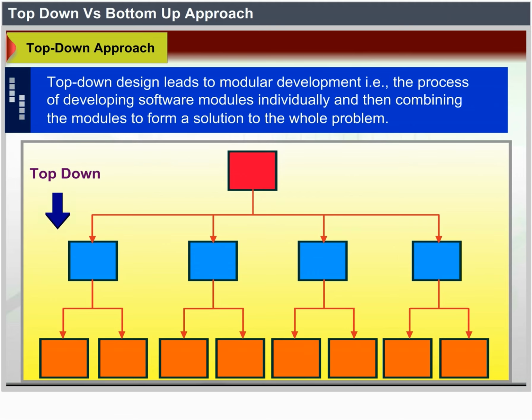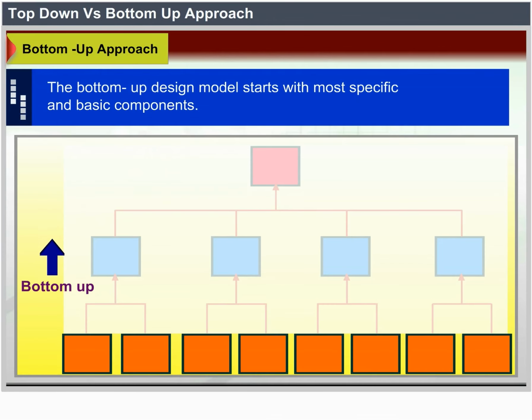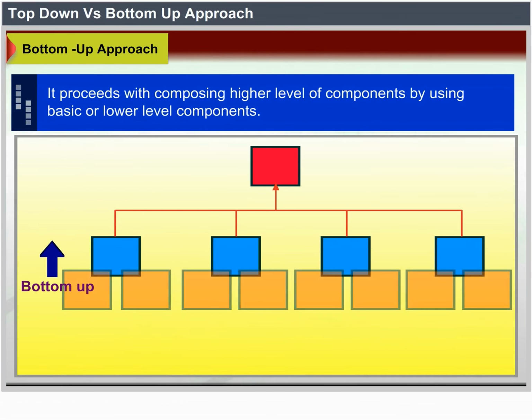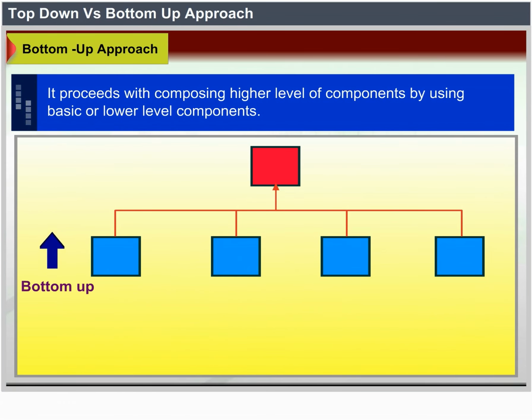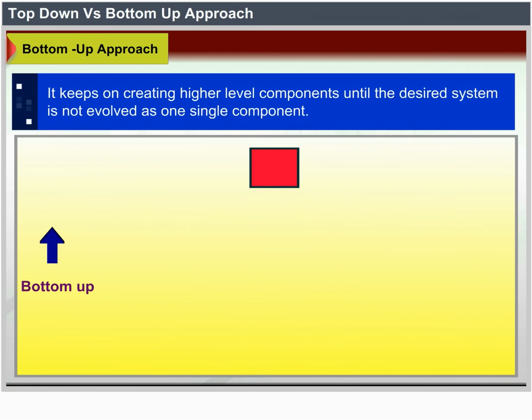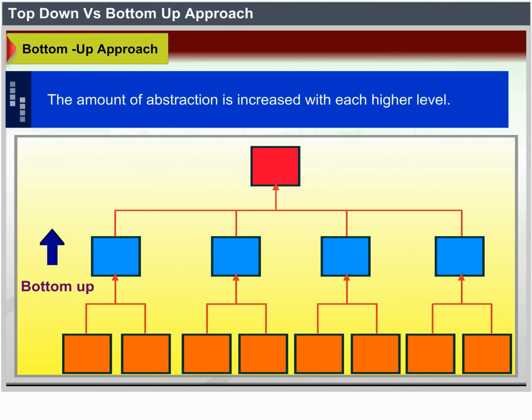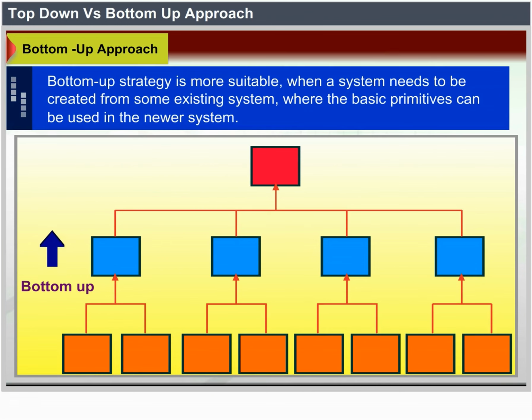Bottom-up approach. The bottom-up design model starts with the most specific and basic components. It proceeds with composing higher level components by using basic or lower level components. It keeps creating higher level components until the desired system has evolved as one single component. With each higher level, the amount of abstraction is increased. The bottom-up strategy is more suitable when a system needs to be created from some existing system where the basic primitives can be used in the newer system.